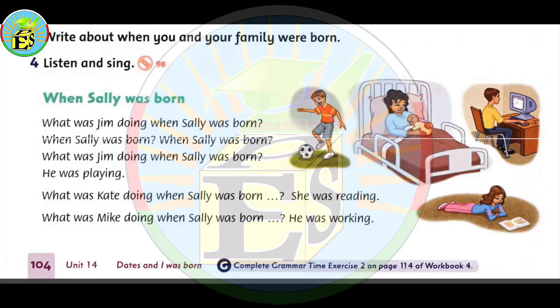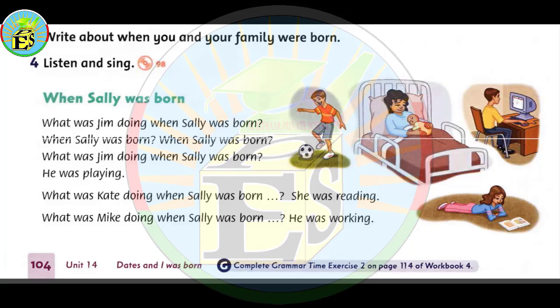So after we listen to the song, I just want you to notice that the tense we use in this song is past continuous, and we have studied this grammar rule in the previous lessons.